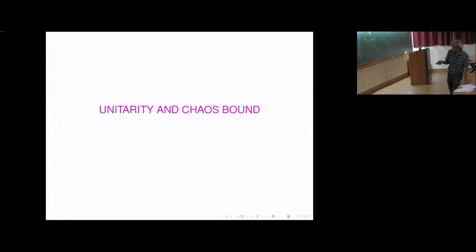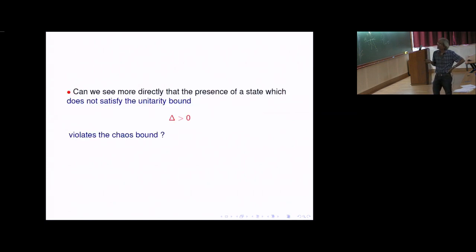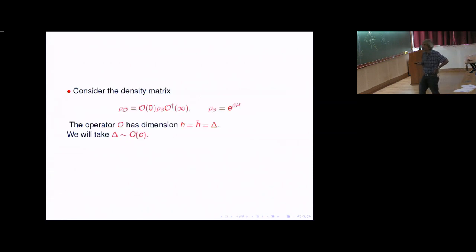So can we see this a little bit more directly? This is a work in progress, actually. I've shown two things, and can we see this a little bit more directly? What we want to show is basically the presence of a state which does not satisfy the unitary bound and violates the chaos bound also. Can we see this more directly?